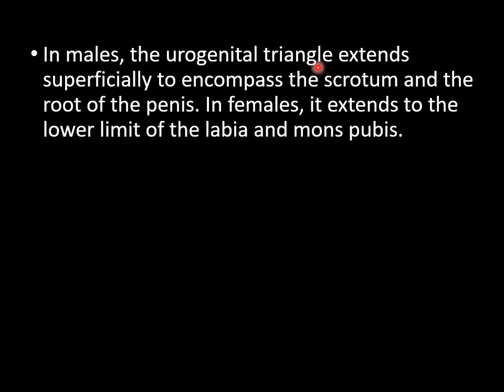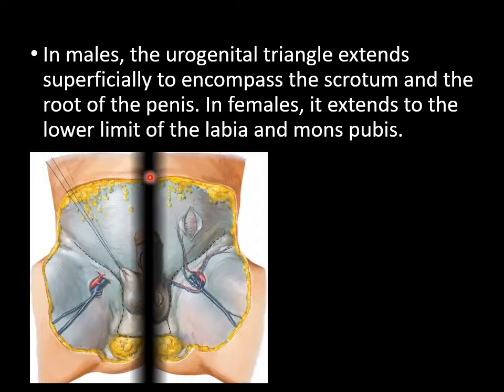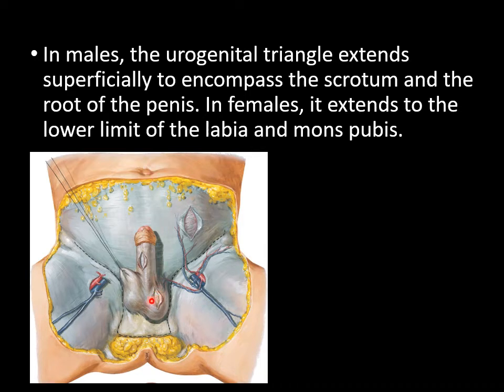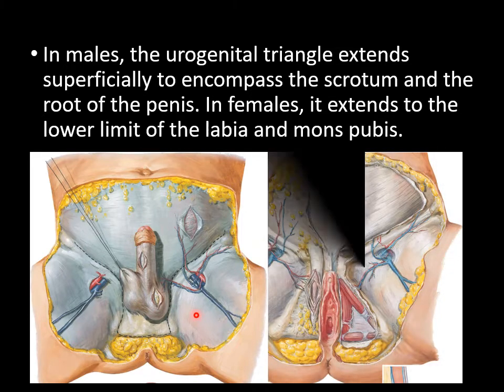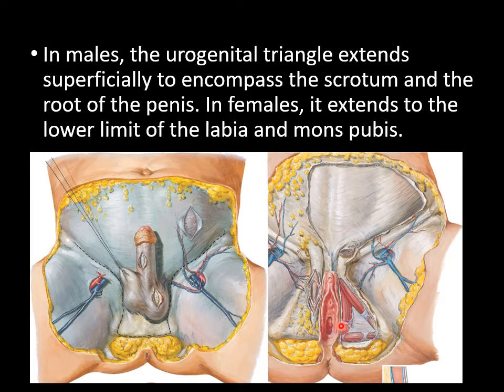So in males, the urogenital triangle extends superficially to encompass the scrotum and the root of the penis. In females, it extends to the lower limit of the labia and the mons pubis. Yes, try to see here. In this picture, you can identify that in males, this urogenital triangle extends superficially to encompass the scrotum here. And in the case of females, it is extending to the lower limit of the labia and the mons pubis.